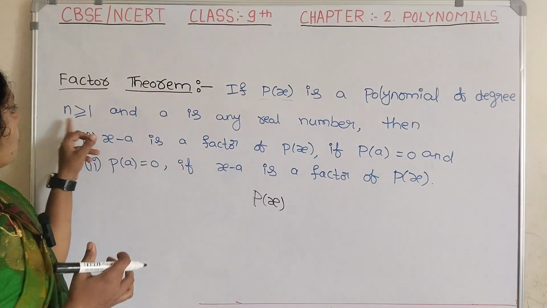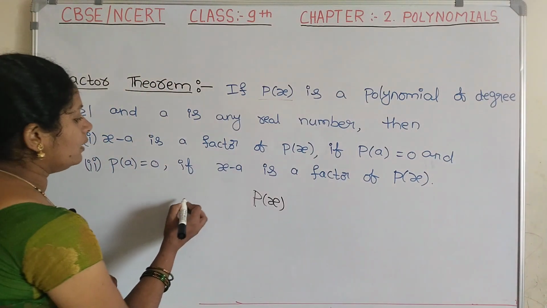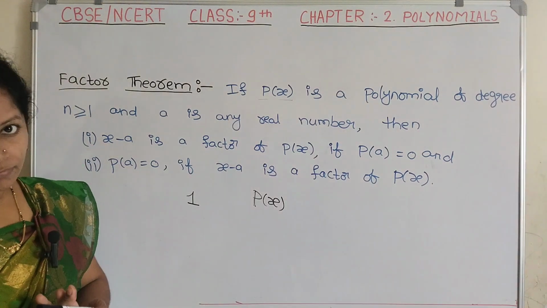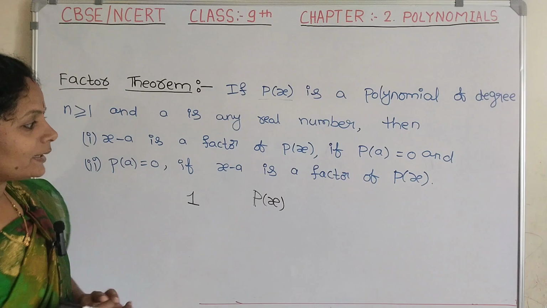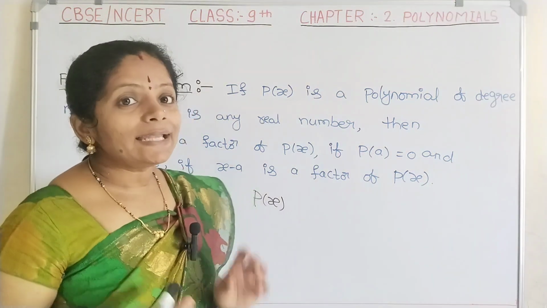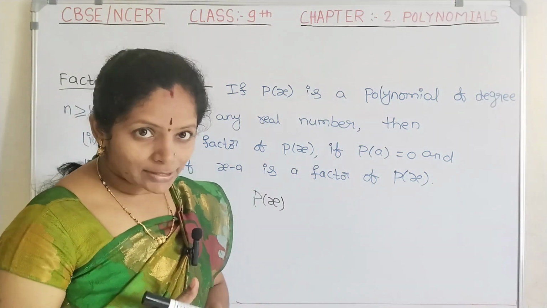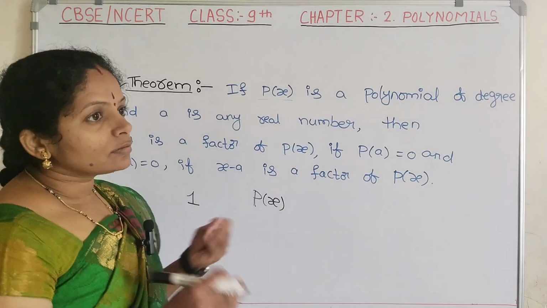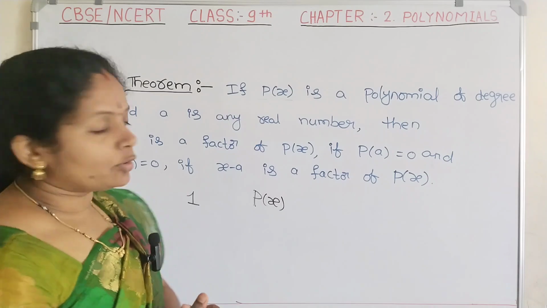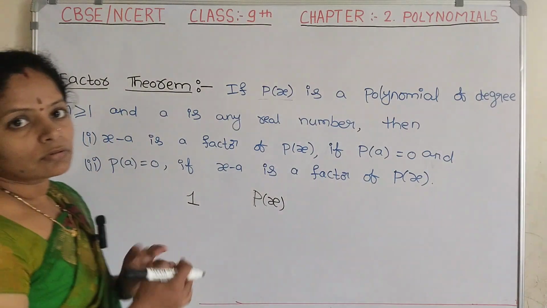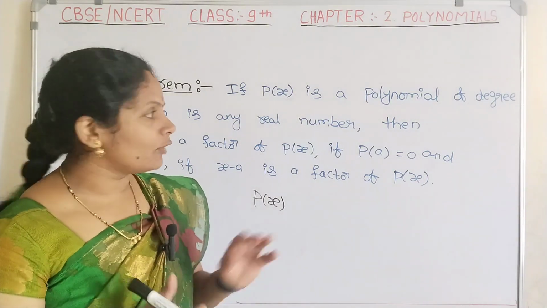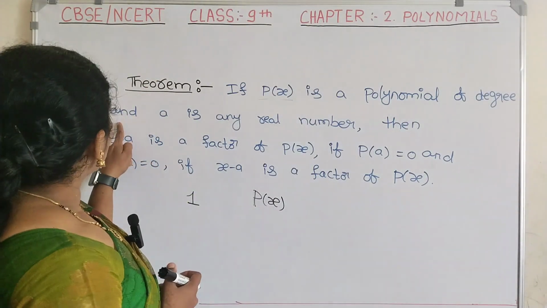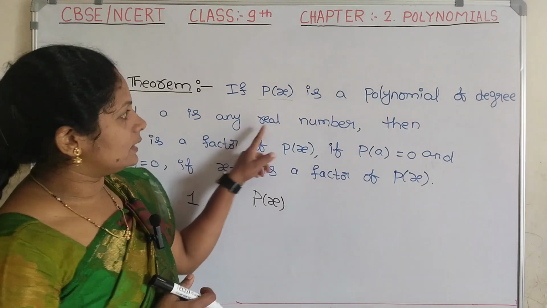Next, what should the degree be? It should be a minimum of 1 and a maximum of up to n, meaning you can take any value, but here we are not taking the zero polynomial or the constant polynomial. The minimum degree should be 1, meaning we are taking linear polynomials, and the degree of this polynomial can be anything, and a is any real number.